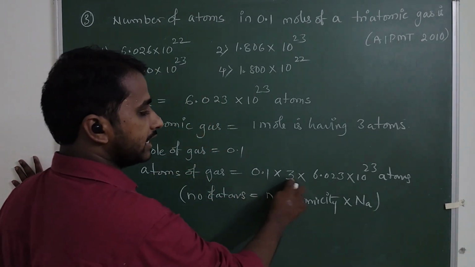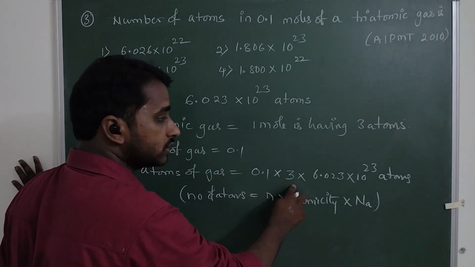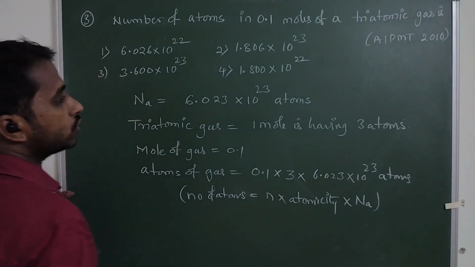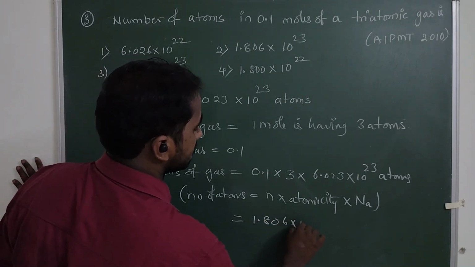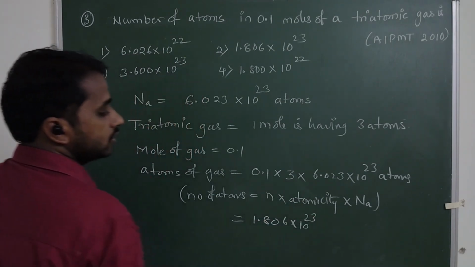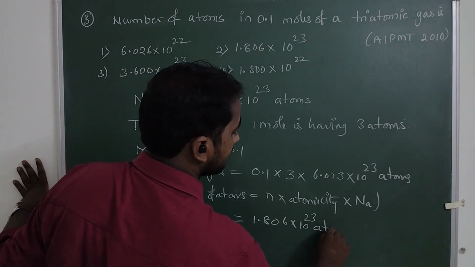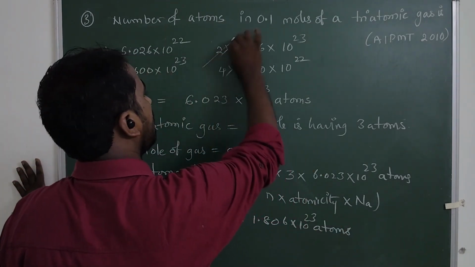So 0.1 into 3 into 6.023, it is around 1.806 into 10 power 23. So the answer for the number of atoms is option B.